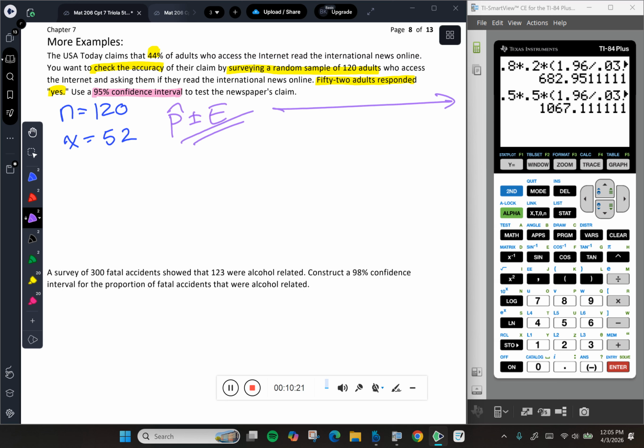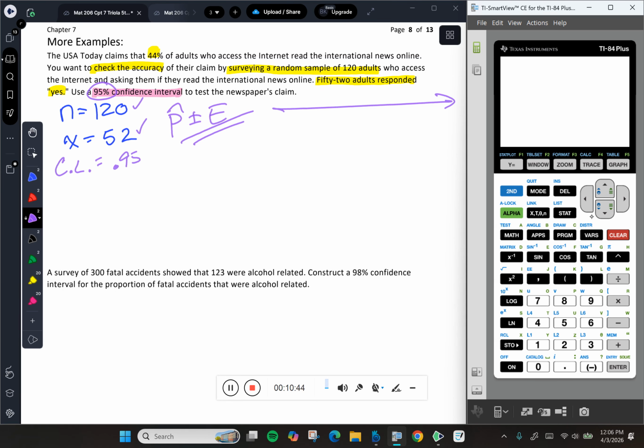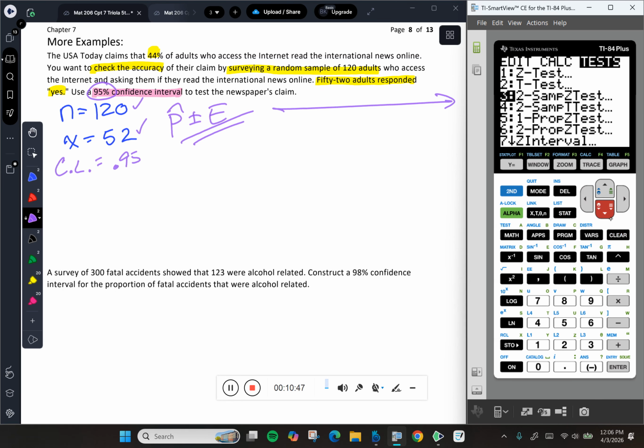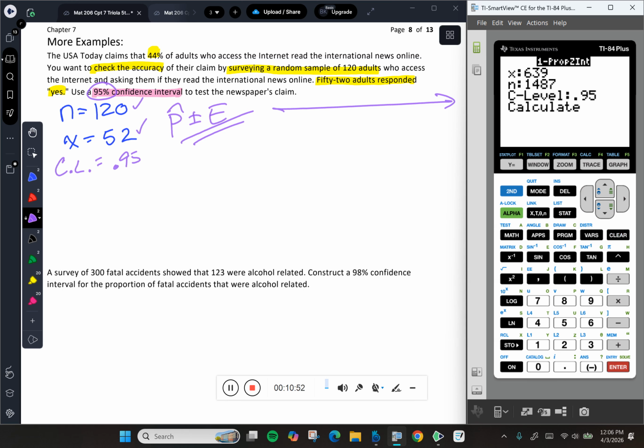In order to use the calculator, I need to know three things. I need to know an n, which I've got right there, so that's good. I need to know an x, the number of yeses or successes that I got, and I got that, that's good. And I need to know my confidence level, my CL, and that's going to be 0.95, also stated in the problem. So I'm going to go over to my calculator, I'm going to go to my stats, my tests, and I'm looking for that one proportion z interval command. My x here is 52. My n here is 120. My confidence level is that 95%, 0.95.